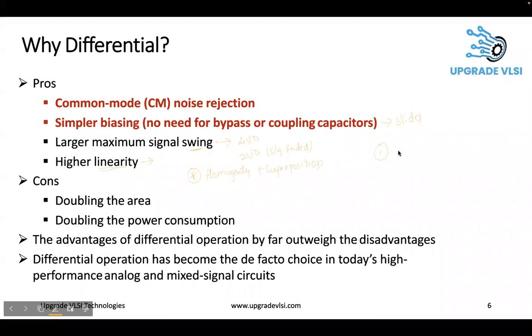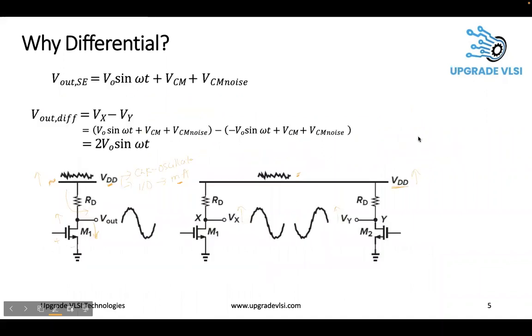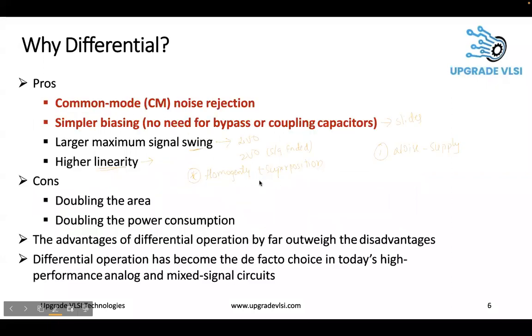reasons to justify: you can look at the supply noise. When supply noise is applied, whatever the V out we get will be the sum of supply noise and the input signal. But in case of differential, it will come as a common mode. Because of that, it will cancel out. So there is no amplification. In that way, the homogeneity and the superposition will be met.